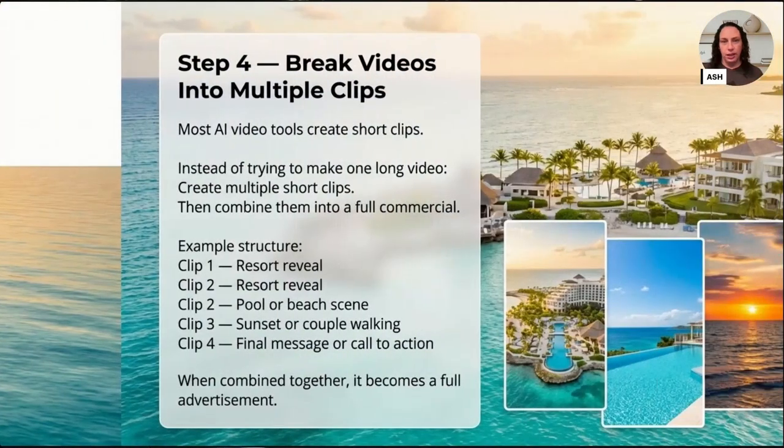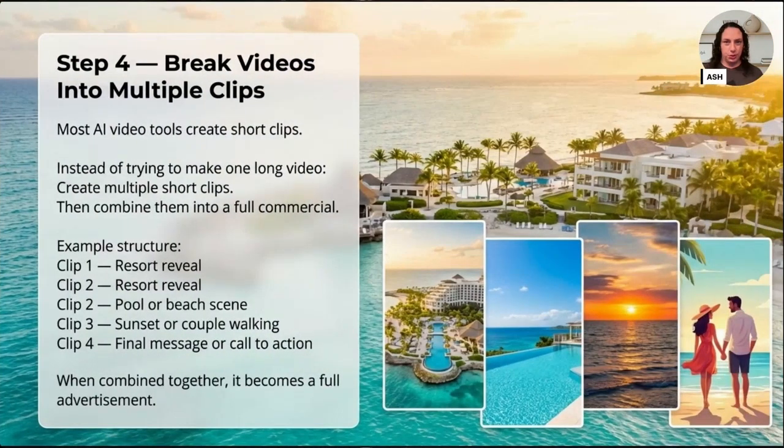Now, step 4 is breaking it into multiple clips. This is a secret that a lot of you guys don't know. How do I make a full commercial when it's only 10 seconds long, right? That's the normal question I get. How can I get Sora to make longer videos? You can't. They really are meant to create short clips. But instead of trying to make one long video, why don't we just create multiple short clips? Have you ever thought of that?